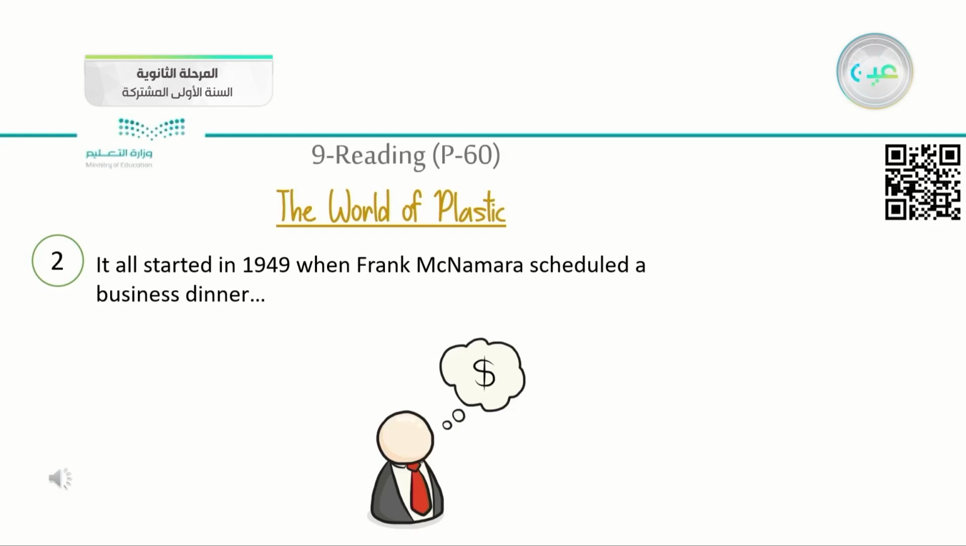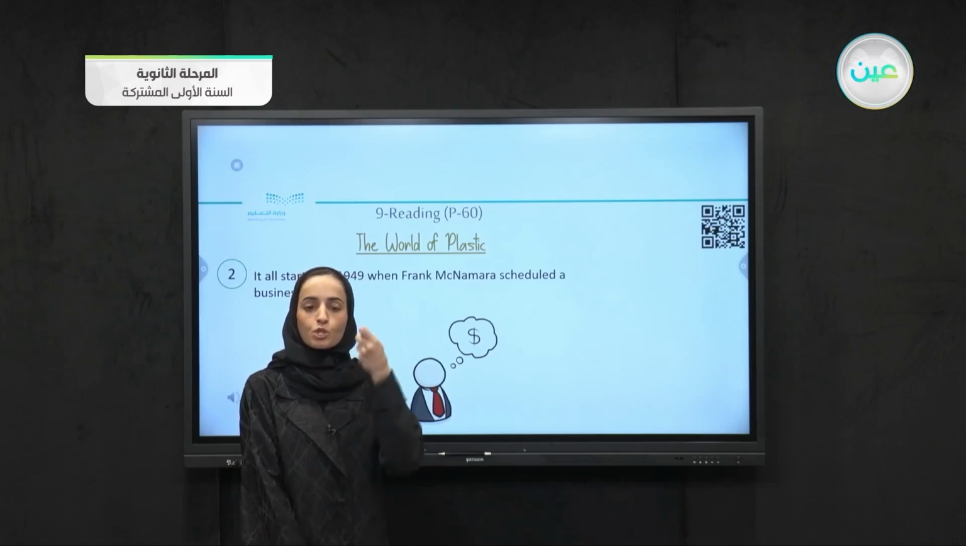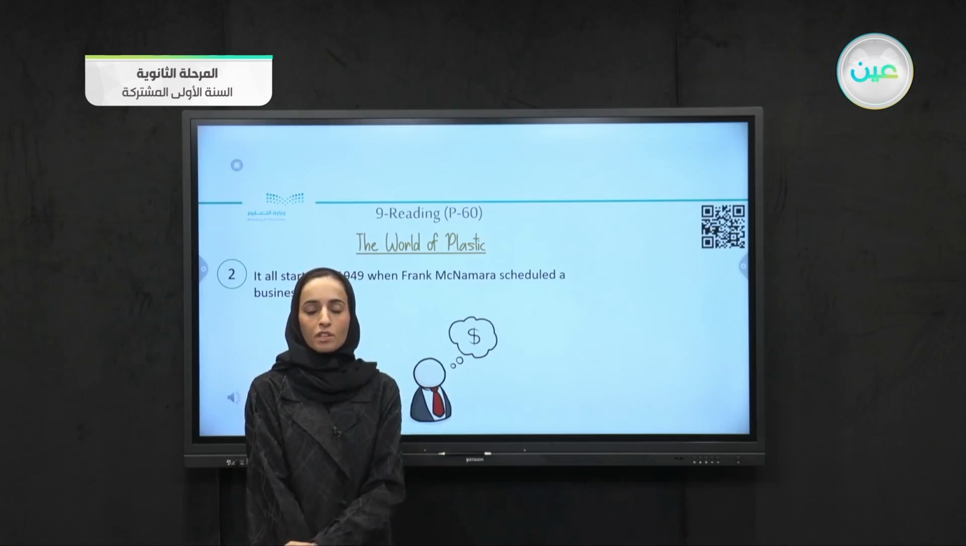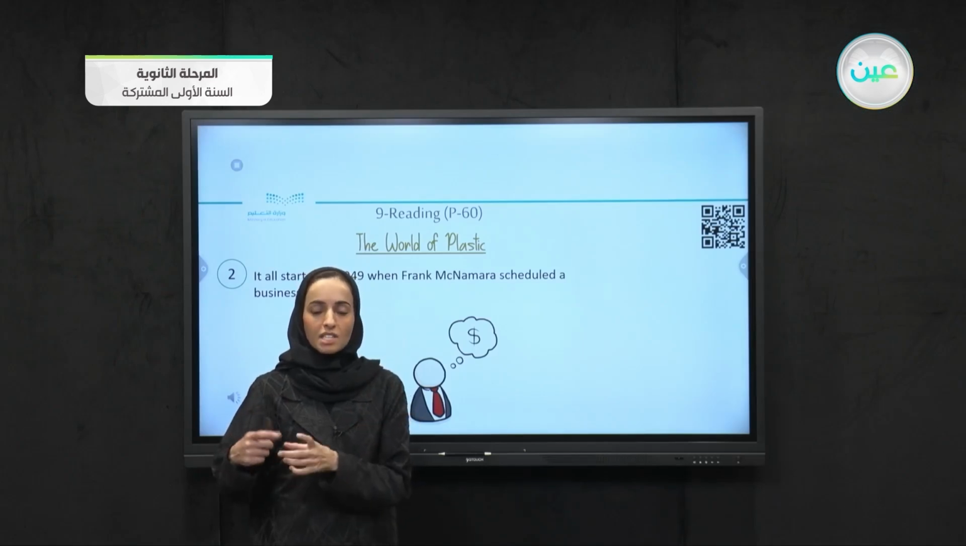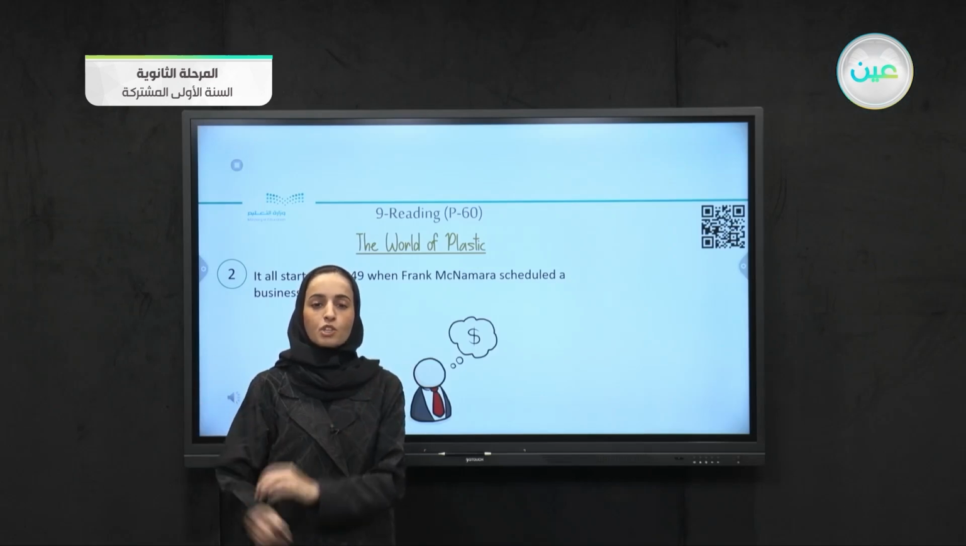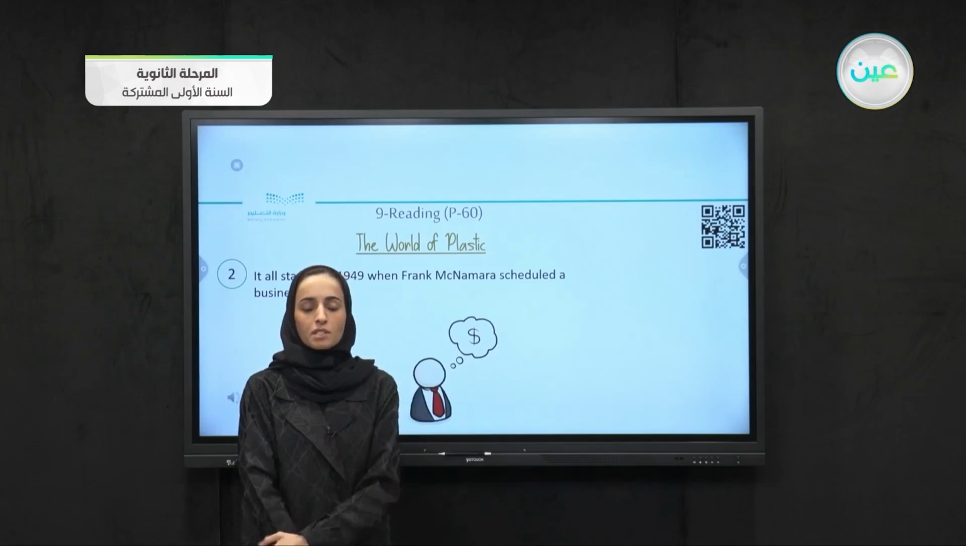So in here, they are telling us about the story. We're having Frank McNamara, 1949. What happened? He went for a business dinner. He was supposed to be the one who will pay for the dinner. However, when it was time for the check, he realized that he forgot his card, his cash, at home in another suit. It was very embarrassing for him. However, it was solved. Maybe he went home and got his cash.